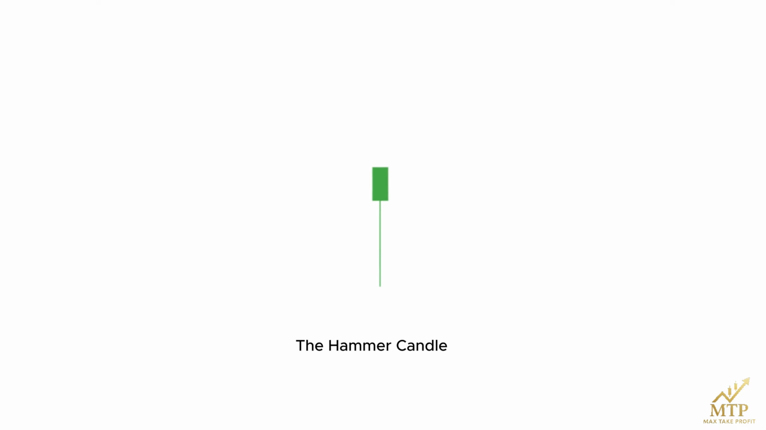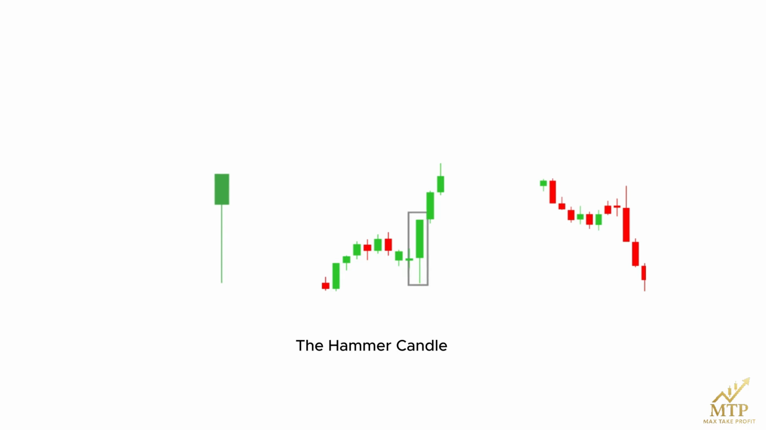The hammer candle. The second type is the hammer candle. It has a small body near the top and a long lower wick. This shape tells us that sellers pushed prices down, but buyers stepped back in, driving the price back up before the candle closed. It's often seen as a bullish reversal signal, especially when it appears after a strong downtrend.